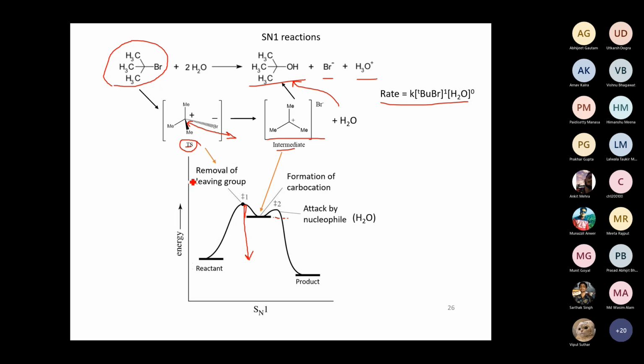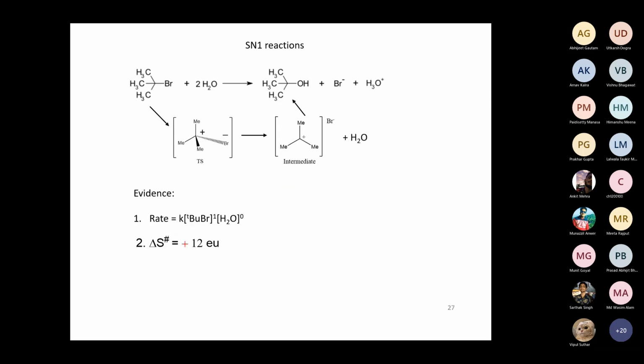So here, if you find the activation parameters, then you should expect that delta S of activation should be positive or negative? Positive. See, this is the experimental value, plus 12 EU. That is also a very important parameter that will support that yes, this is the possible pathway and this is the rate determining step. The formation of carbocation is happening in the rate determining step. This is consistent with the rate law also.